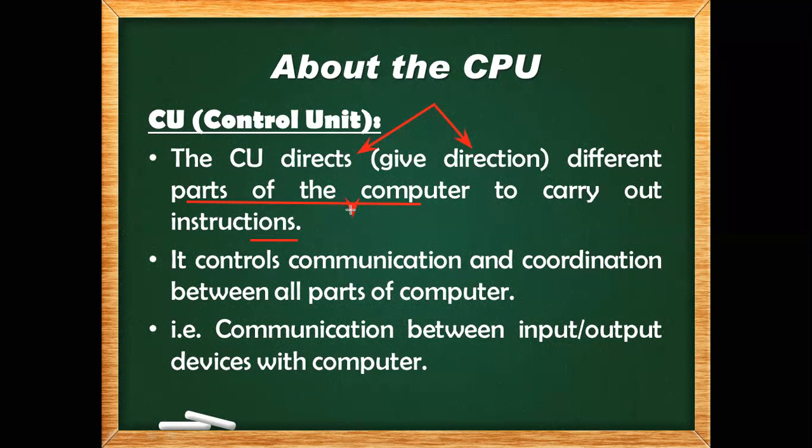So the control unit, CU, controls communication and coordination between all parts of the computer. Communication means, for example, you are playing a game. I am telling you the meaning of coordination with the help of an example.